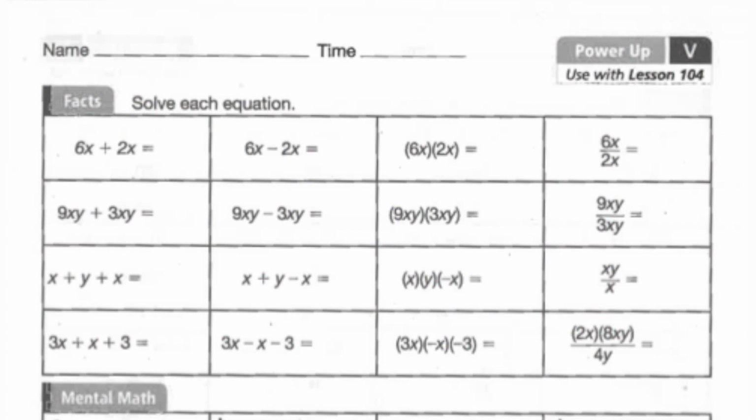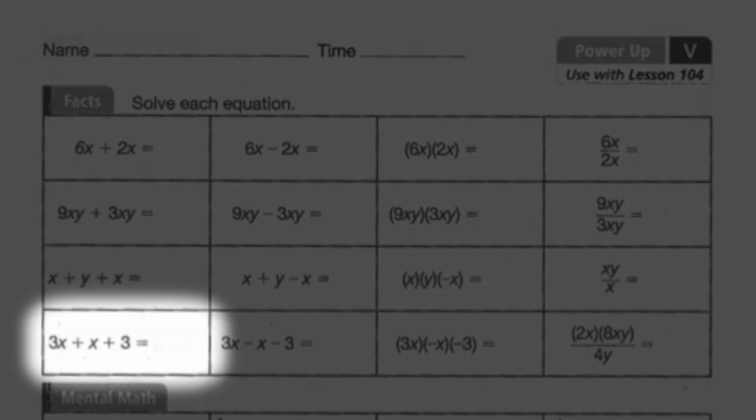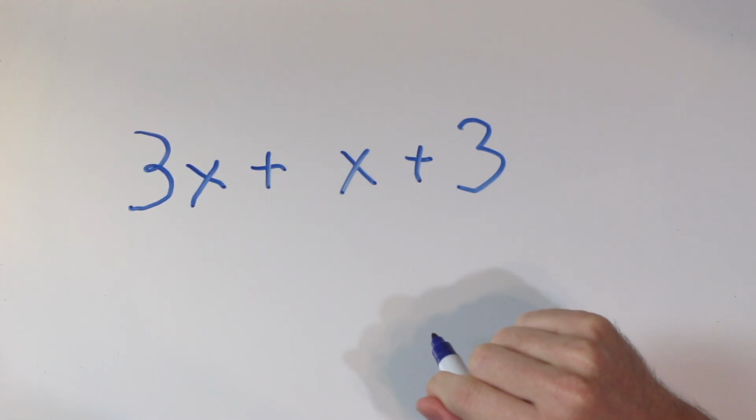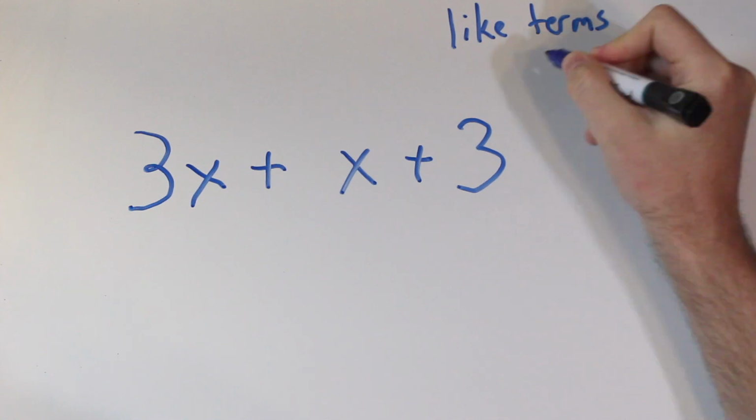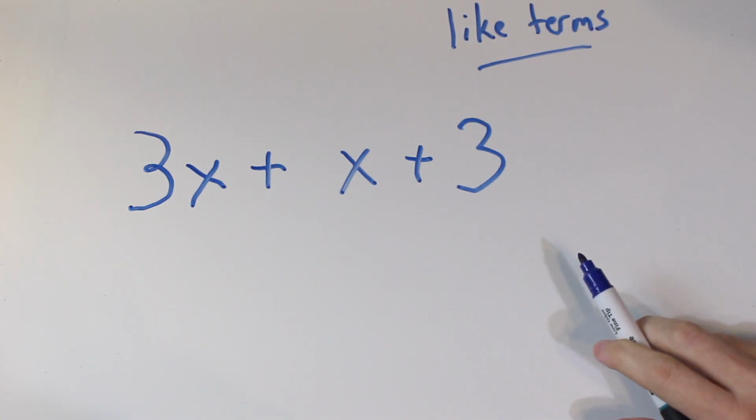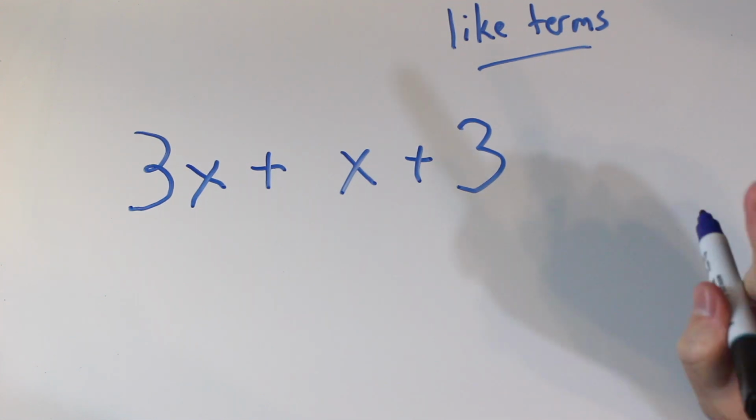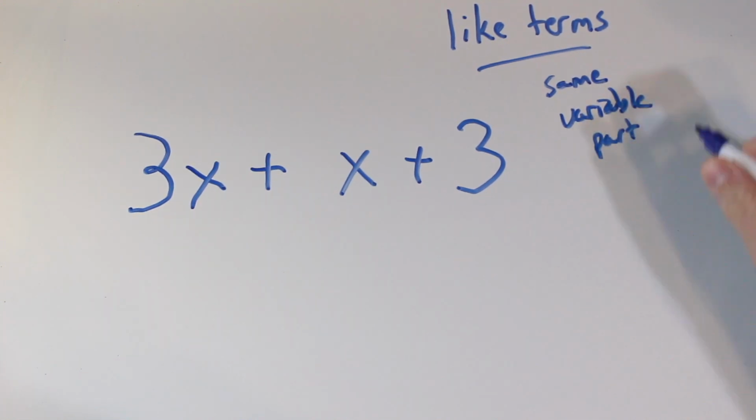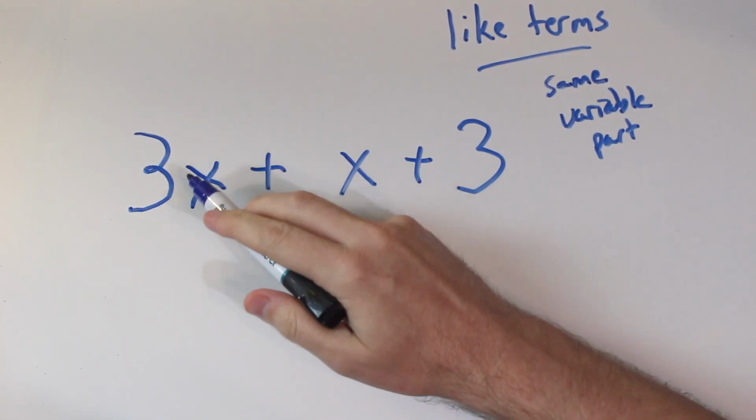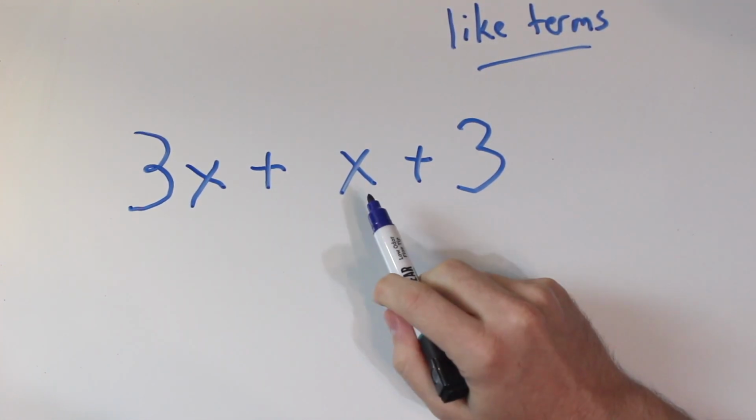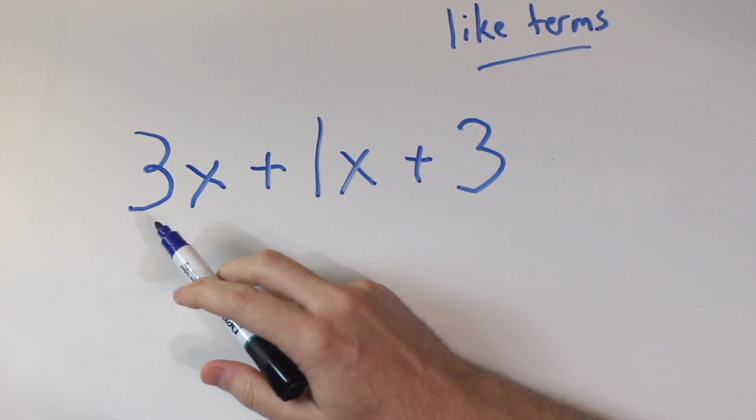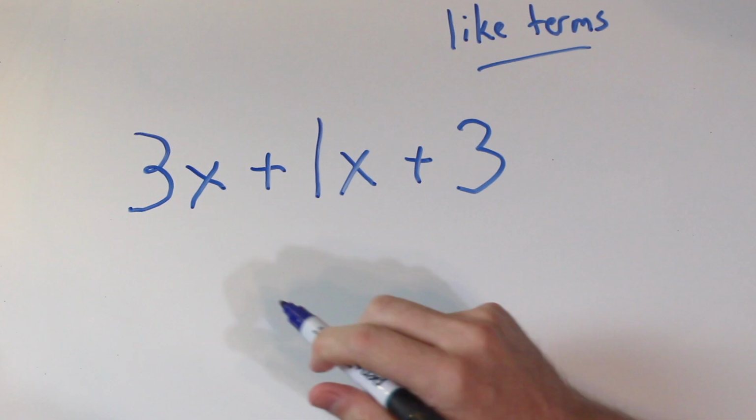Now the problems get a little bit trickier. Up first, we have 3x plus x plus 3. To solve this one, I want you to think about what you learned in a previous lesson about like terms. Do you see any like terms here? Remember, like terms are terms with the same variable part. The variable part of 3x is x. The variable part of this x, which is also 1x, is x also. So these are like terms, and we can combine them.